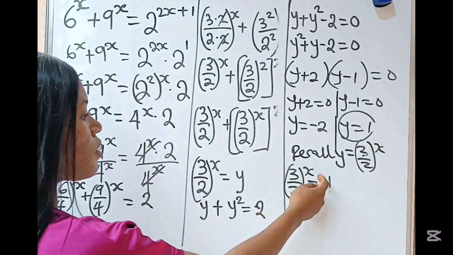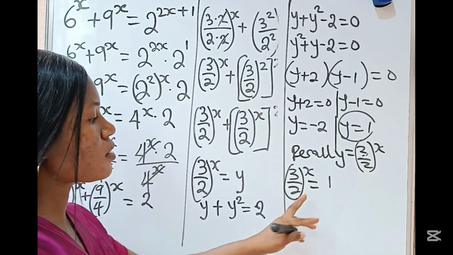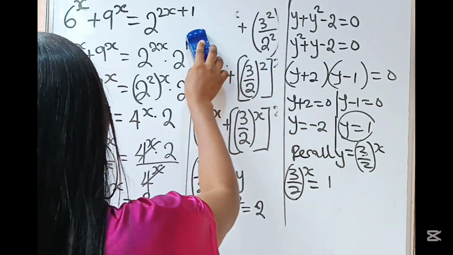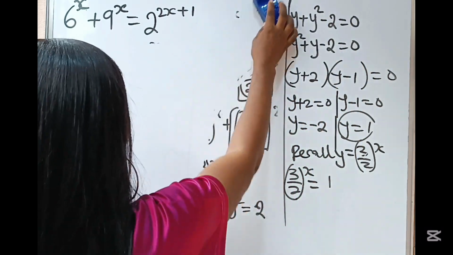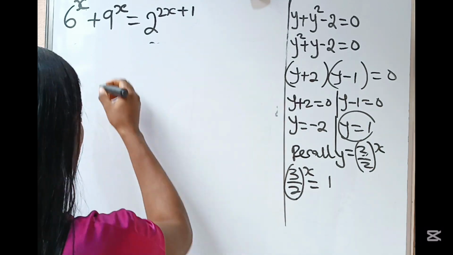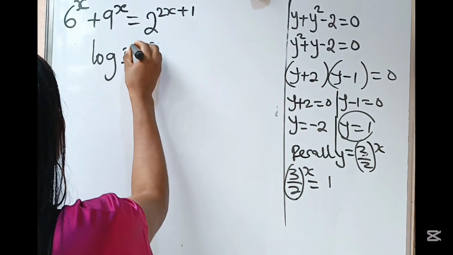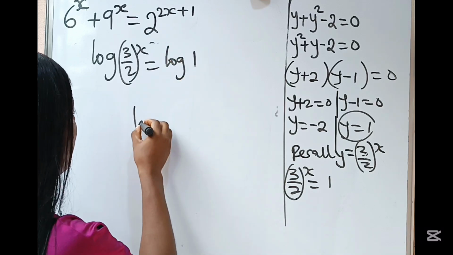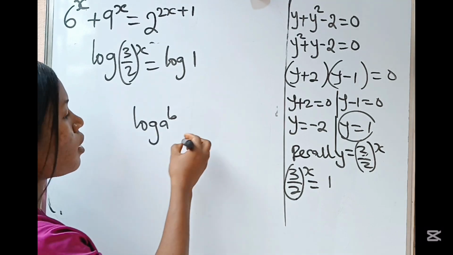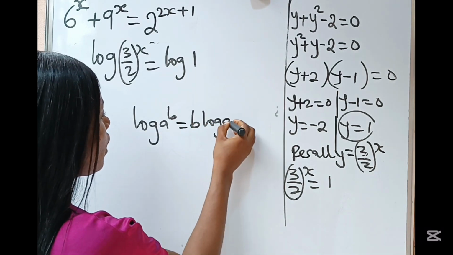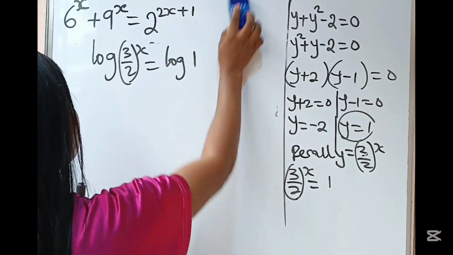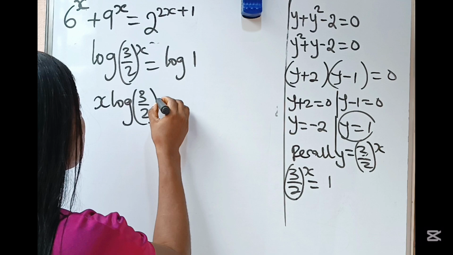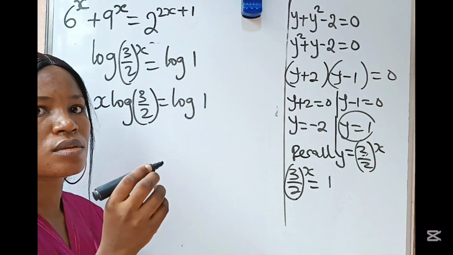Now because the power is what we are looking for, we can't solve it without introducing log to both sides of the equation. If we introduce log to both sides, we are going to have log of 3 over 2 to the power of x is equal to log 1. Now, when you have log a raised to the power of b, it is equal to b multiplied by log a. That means that we can write this as x multiplied by log 3 over 2 is equal to log 1.